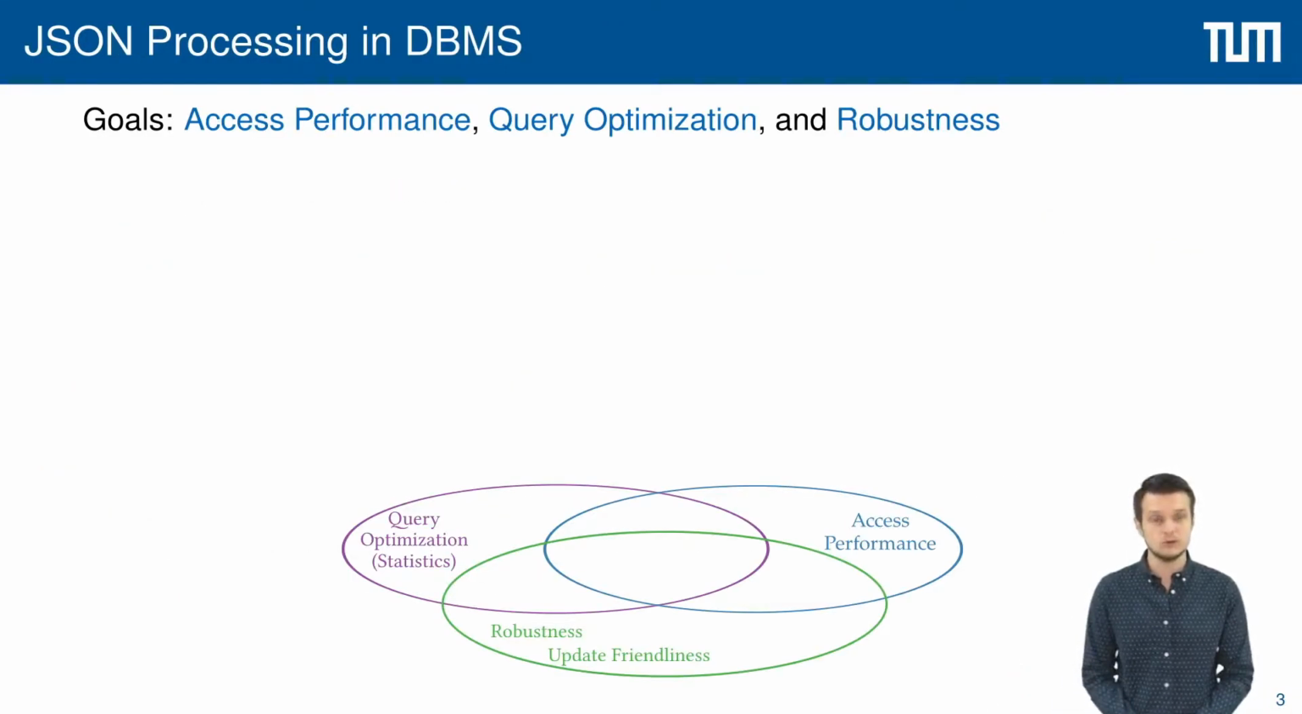With that, I want to go into the processing of JSON within database management systems. But first, let me elaborate our three design goals. The first one is access performance. There we want to get similar performance as if the data would be stored as a relational table. Second, we want to have good query optimization capabilities and therefore need valuable statistics on the data. And lastly, we also need to be robust to changes in the data. Although most documents will look similar, we can have arbitrarily complex documents as JSON does not require any upfront schema definition, and the database management system needs to handle these as well.